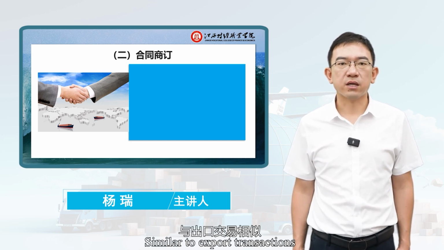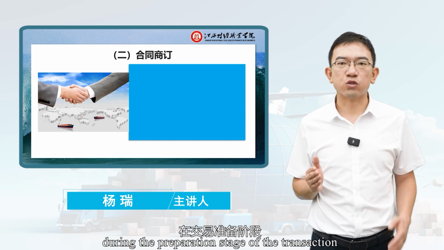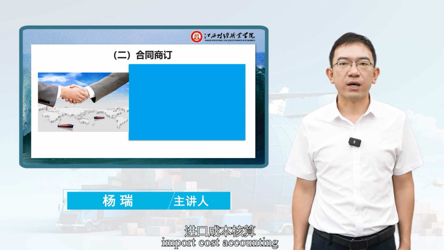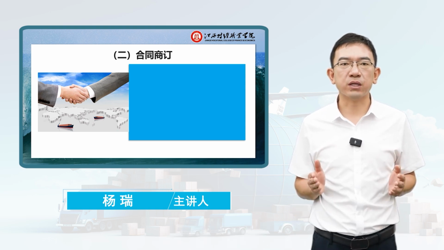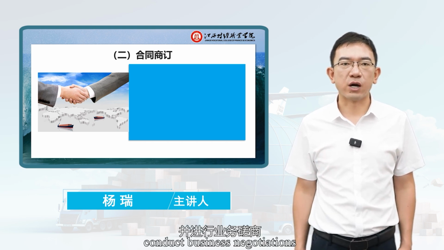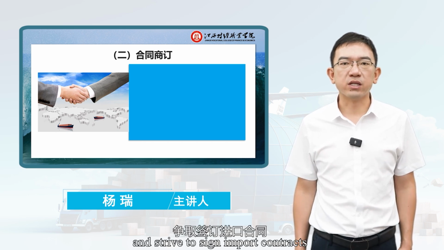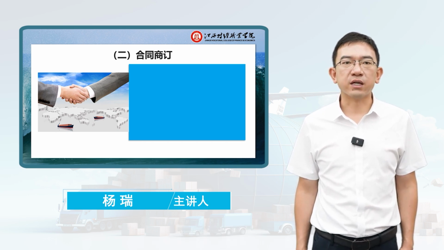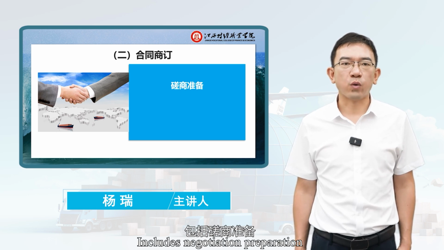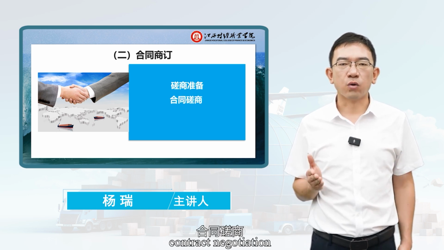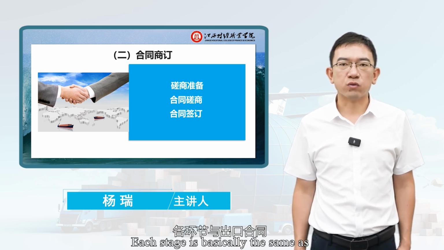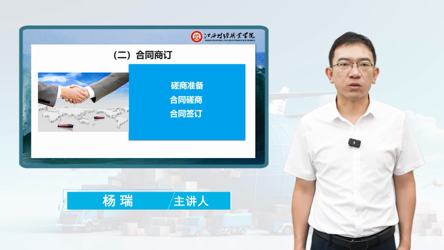2. Contract agreement. Similar to export transactions, after importers, during the preparation stage of the transaction, complete investigation and research, import cost accounting, and import license approval, they can, based on research results, select trading partners, conduct business negotiations, and strive to sign import contracts. The contract negotiation process of import trade also includes negotiation preparation, contract negotiation, and contract signing, 3 work contents. Each stage is basically the same as the export contract.